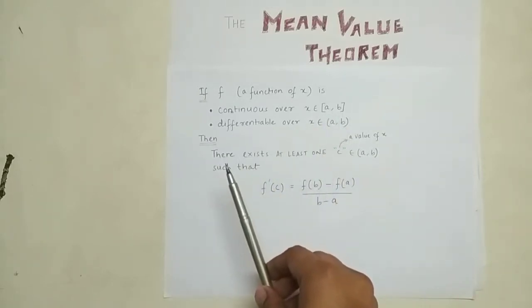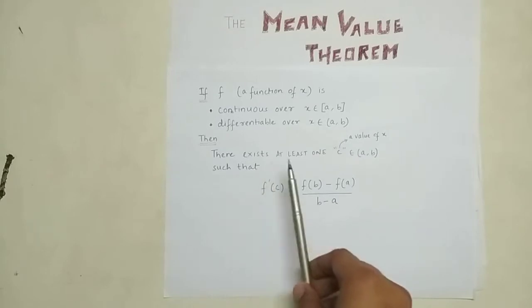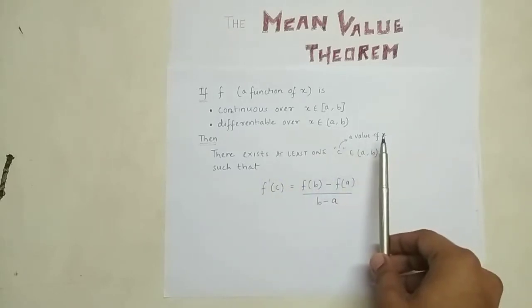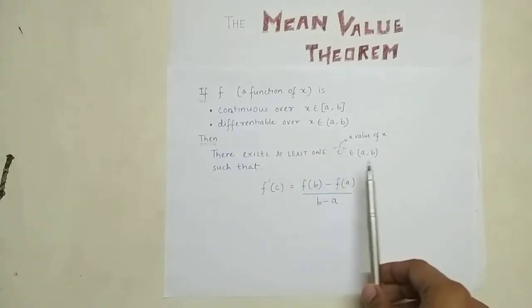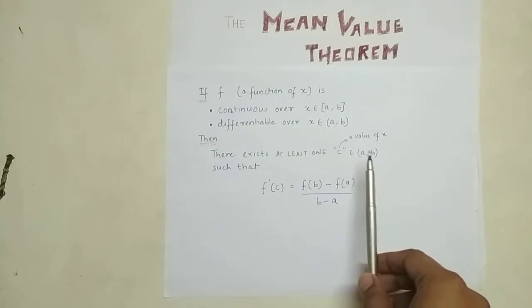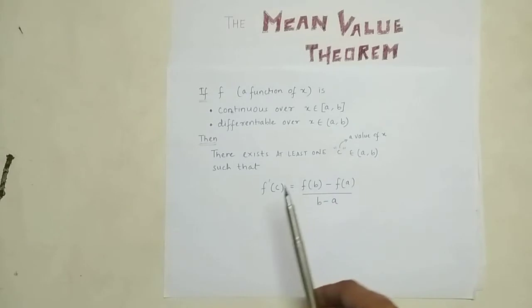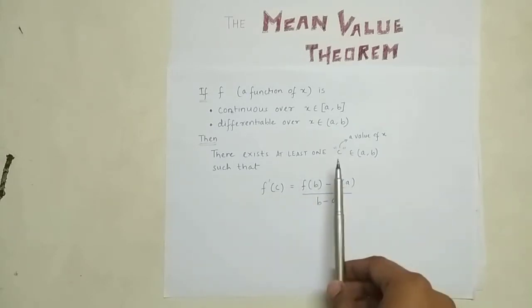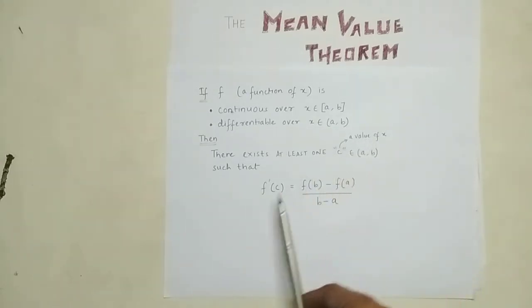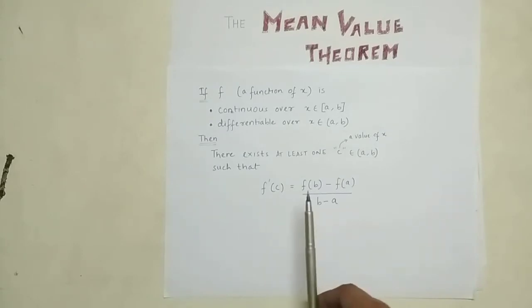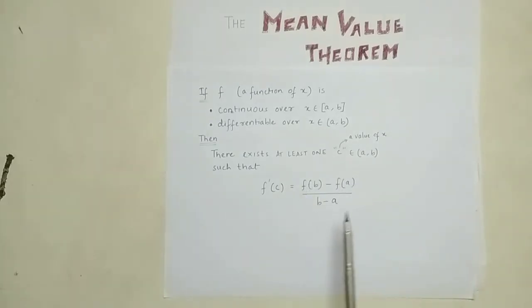Then, as per the mean value theorem, there would be at least one value of x in the interior of the interval (a, b). Let's call this value c, such that the derivative of the function at that particular value of x, f'(c), would be equal to the number (f(b) minus f(a)) upon (b minus a).